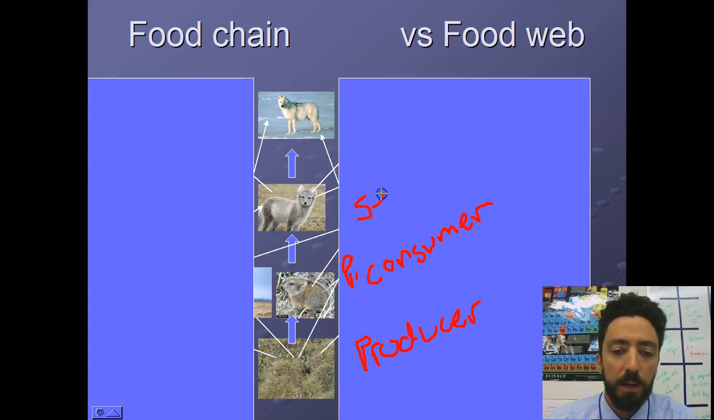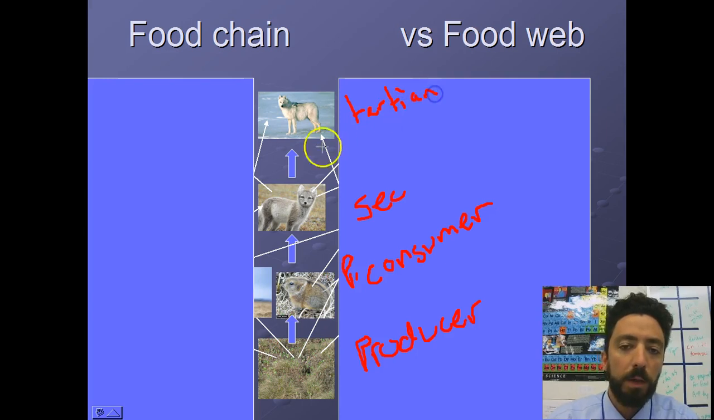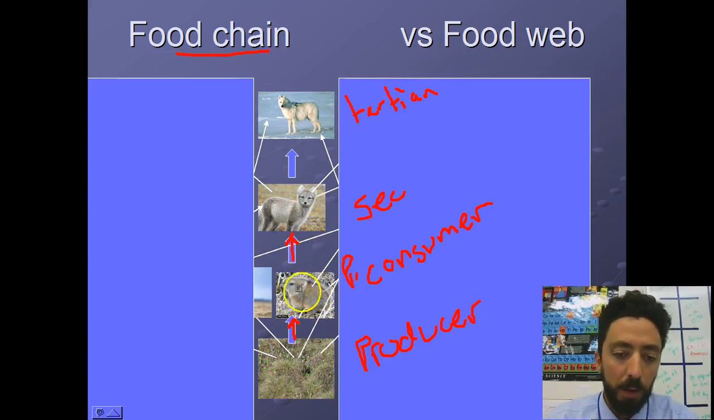This would be a secondary consumer, and we would have a tertiary consumer on the top here. And an important note here with food chains is that energy can only flow in one direction, right? It's an upward only flow of energy. The fox does not give any energy back to the lemming, or the lemmings cannot eat the fox. If they could, we would have the lemming above the fox. So the direction of the arrow is very important.